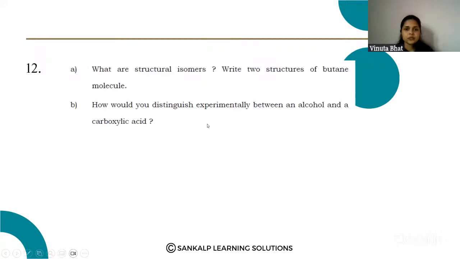Next question. This is the same question. What are structural isomers? Very important question. And the two structures of the butane molecule, two types of isomers of the butane molecule. How would you distinguish experimentally between an alcohol and a carboxylic acid? So this is the new question. Please note down this question.